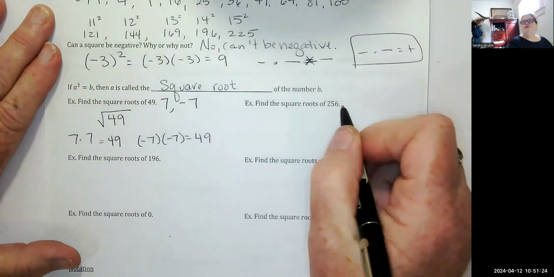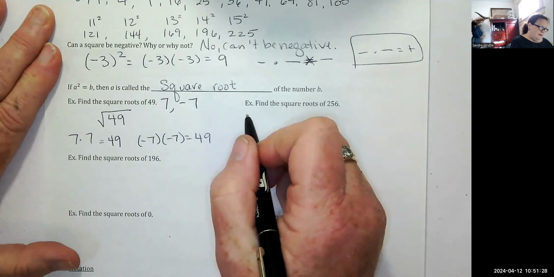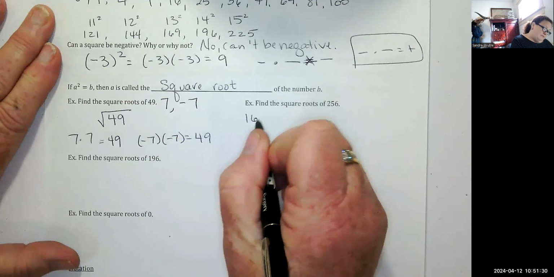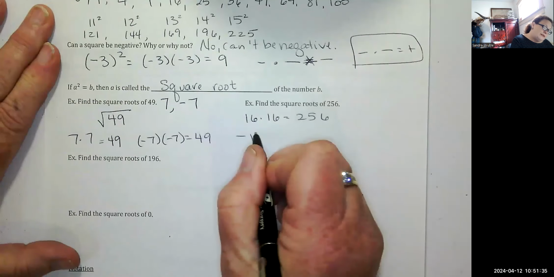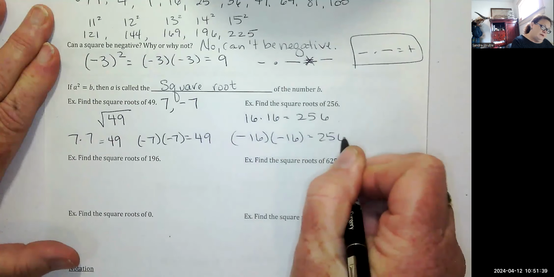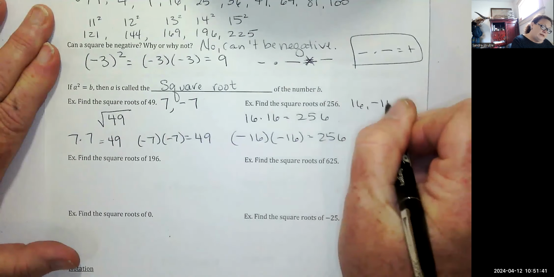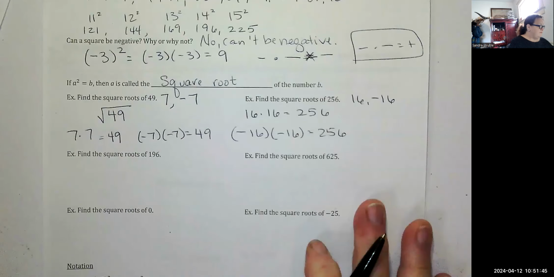Find the square roots of 256. Well, what times what is 256? 16 times 16 is 256. Also, -16 times -16 is 256. So 16 and -16 are the square roots of 256.